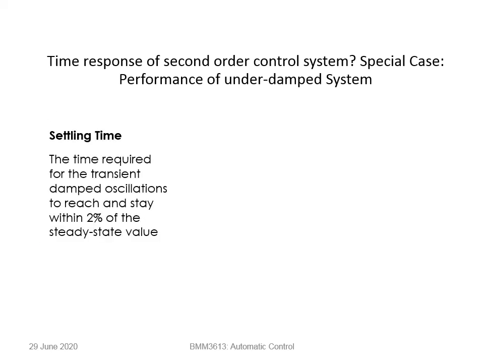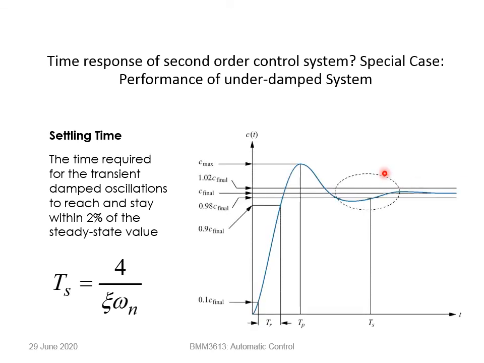And finally, the criterion of performance in a second order system is settling time. Settling time, in terms of definition, is the same as in the first order system. It's basically the time required for the system to reach within 2% of the steady state value, so basically to reach 98% of the final value. So it's very close to the steady state, right? It's the time it takes for the system to reach this value, which is 2% close to the steady state value.